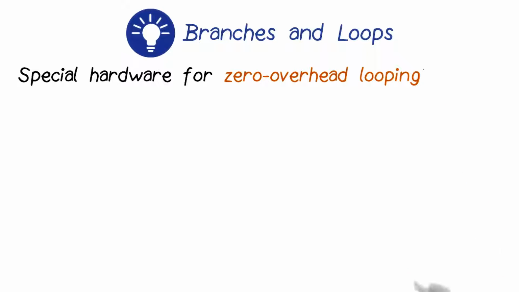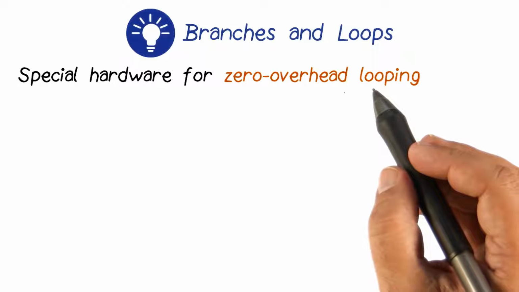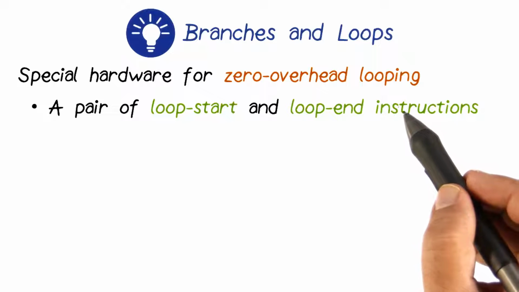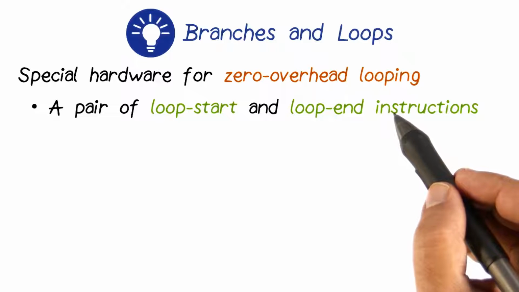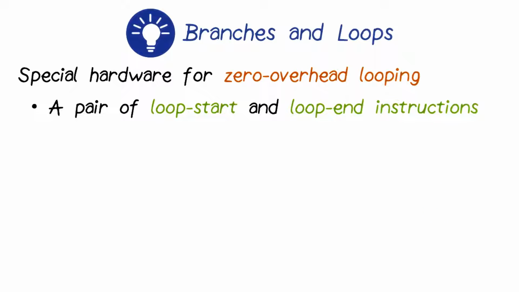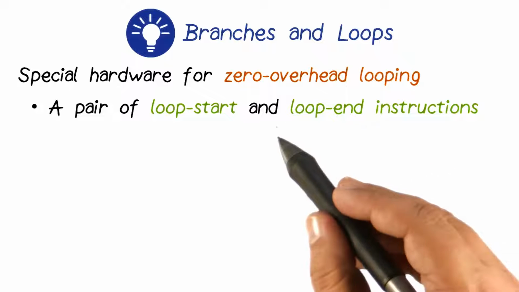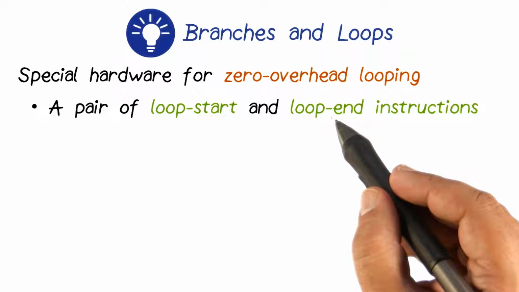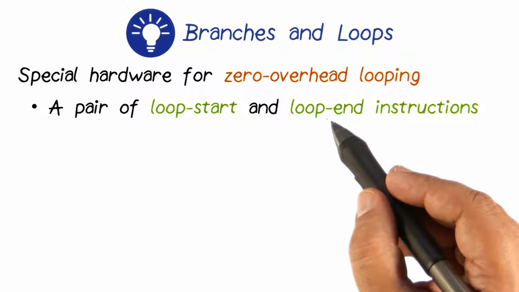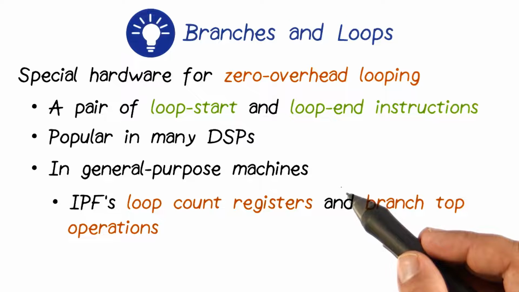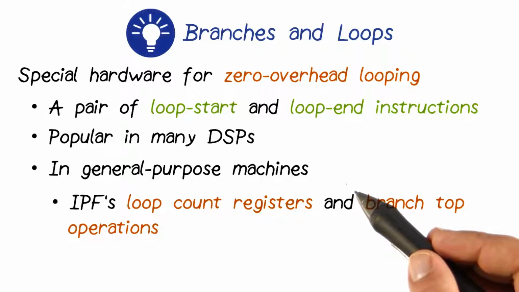To support such branches, we have what is called zero overhead looping. So what we have here is special instructions called loop start and loop end, which keep track of the PC address where the boundaries of the loops are, and then the branches are automatically scheduled, which are unconditional branches, from the loop end to loop start, and they have zero overhead. In other words, the hardware schedules these branches appropriately so that we don't pay any bubble penalty there. These kinds of branches are very popular in DSPs. They're also used in some general purpose machines, such as in IPFs.